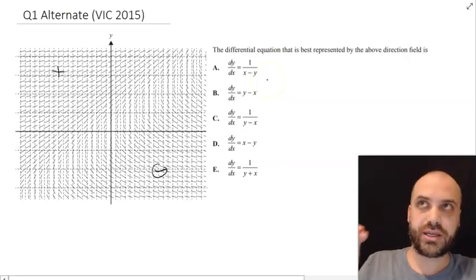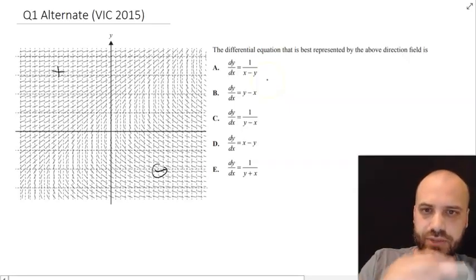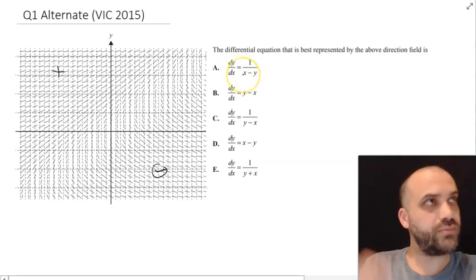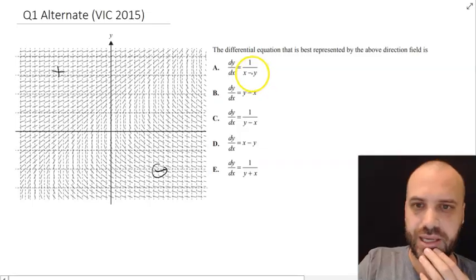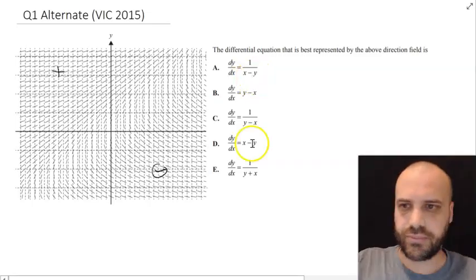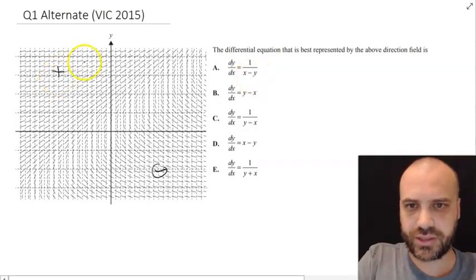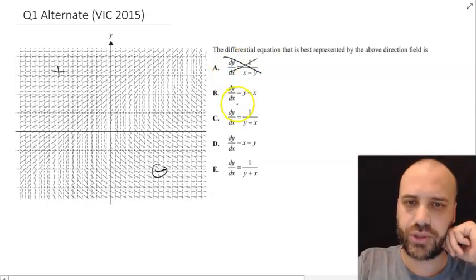So a negative minus a positive. That's going to be negative, right? So I'm expecting this one to give me a negative gradient. But it doesn't. It gives me a positive gradient. So this one's out. Okay, what have we got here?